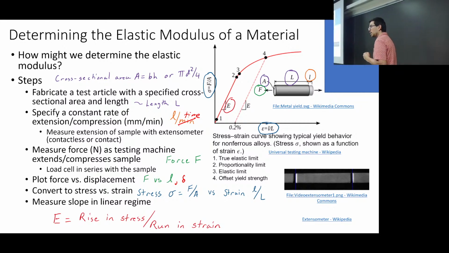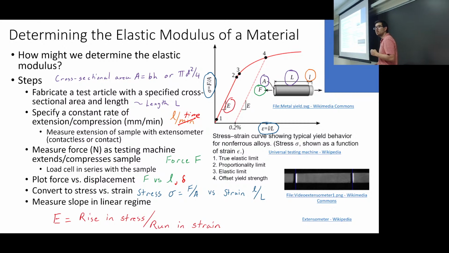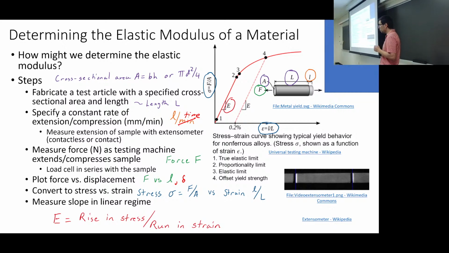Any questions on that? No? It looks pretty straightforward. Yes? Is it the rise over run of just the linear portion, or the average rise over run?